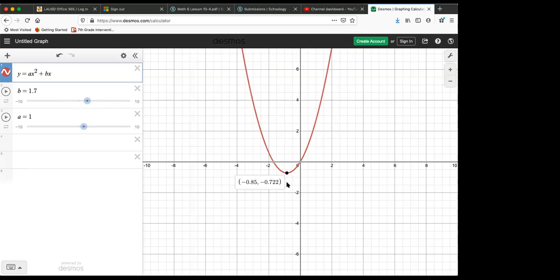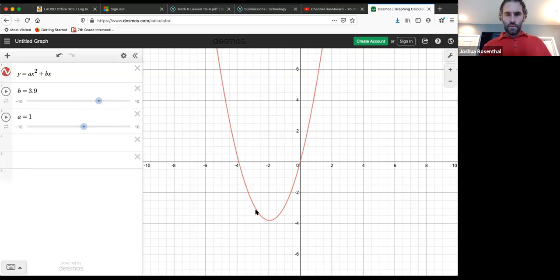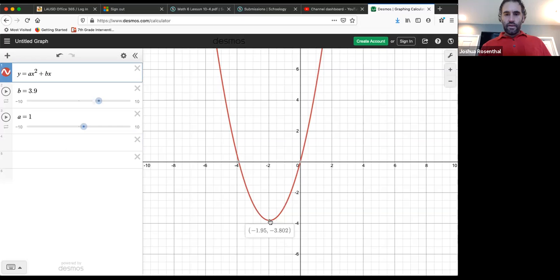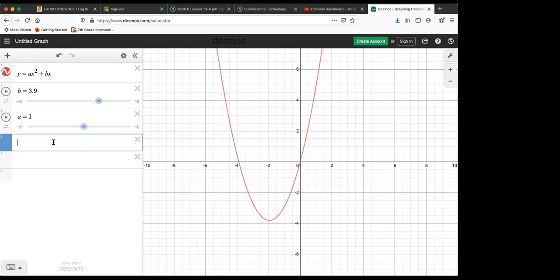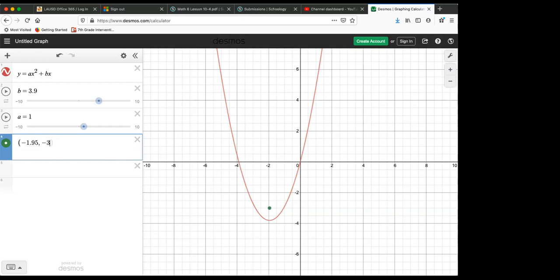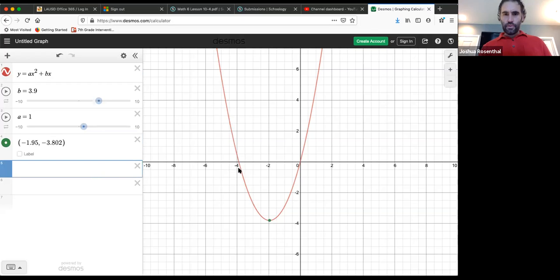It doesn't allow me to place a point there. I guess I could make that point, so I could type it in. What is that point? Negative 1.95, negative 3.802. So negative 1.95. And what was the other one? Negative 3.802. There you go. So now that's labeled.